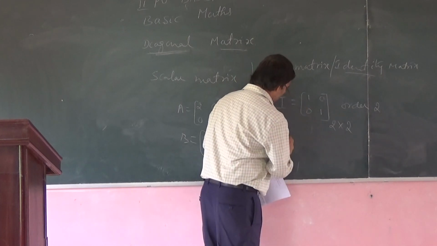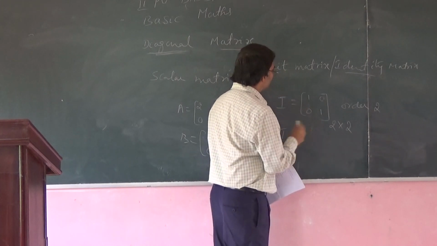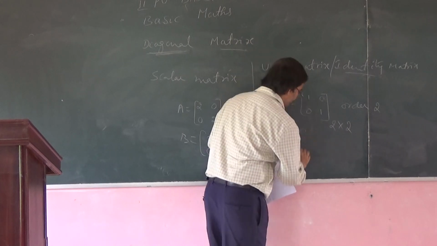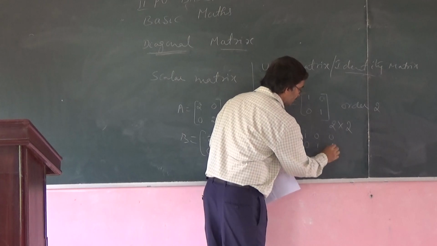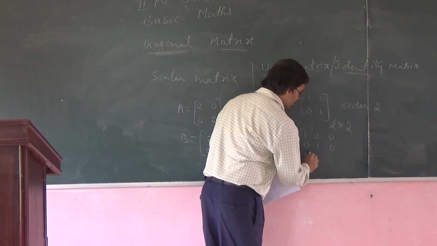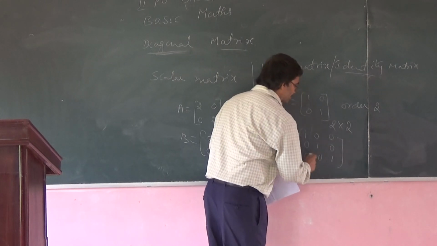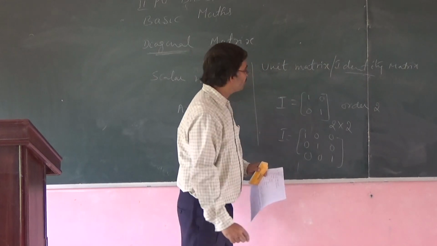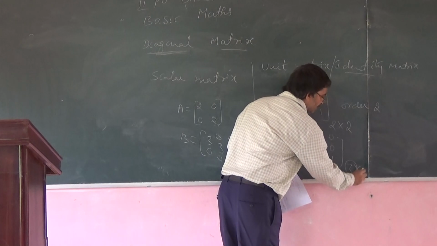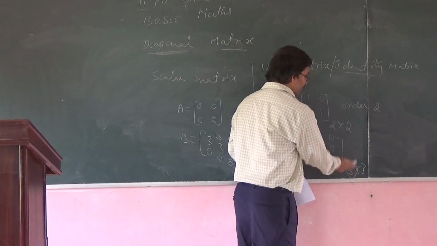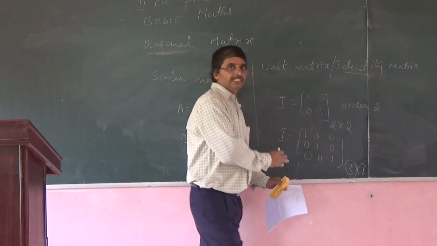I will give one more example. I can give 1 0 0, 0 1 0, 0 0 1. It is also an identity matrix of order 3. It is of course a 3 by 3 matrix. So it is an identity matrix of order 3.